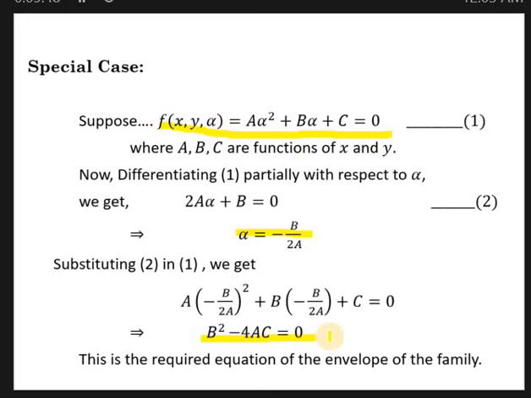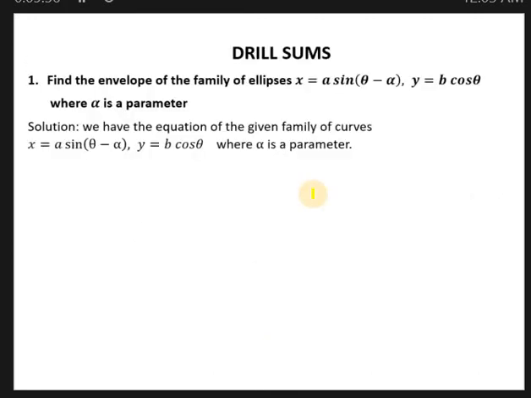Now based on these two cases, let us work out problems. Find the envelope of the family of the ellipses x is equal to a sine of (theta minus alpha) and y is equal to b cos theta, where alpha is a parameter. Solution. Let us take up the given equations as they are, that is x is equal to a sine of (theta minus alpha) and y is equal to b cos theta, where alpha is a parameter.